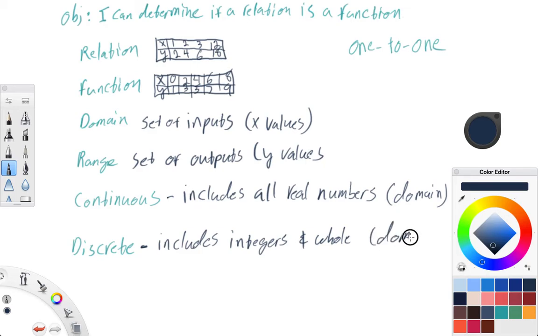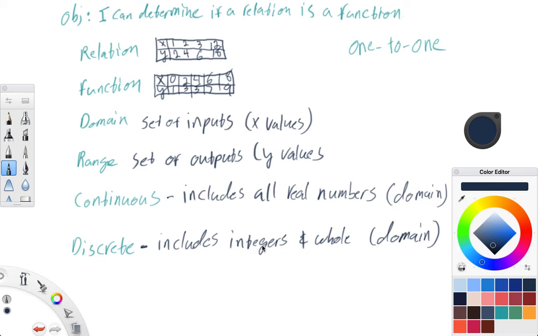So for a continuous one, I can plug in for x the square root of 2, which we know is a real number, but it's not an integer. I can plug in the square root of 2 and get an output for y, and it will be on the line. If it's discrete and I plug in the square root of 2, I broke it. It's not going to work. I have to plug in an integer or a whole number, so 1, 2, 3, 4, negative 1, 2, 3, 4, something like that. It won't work with fractions or irrational numbers.